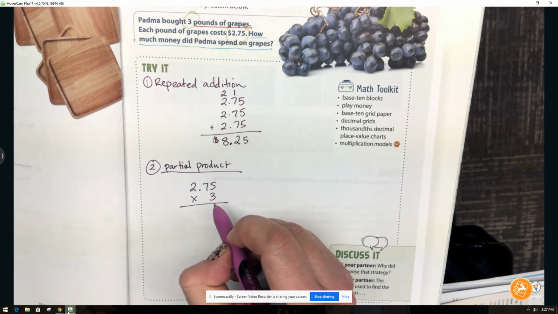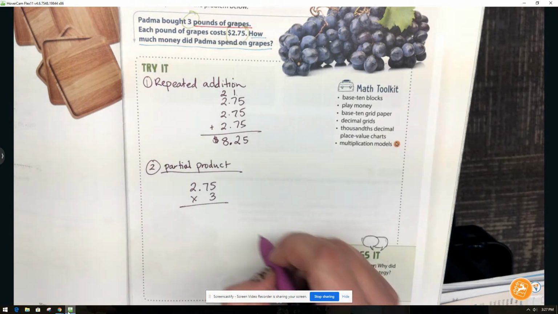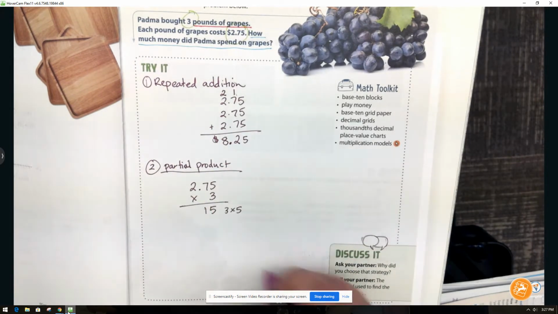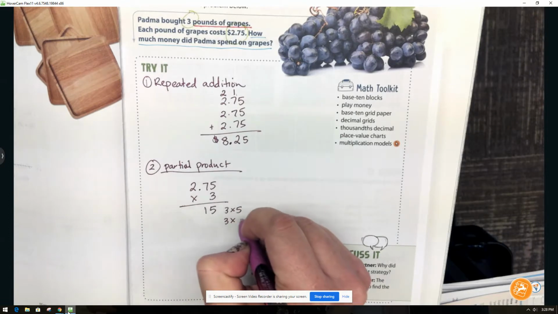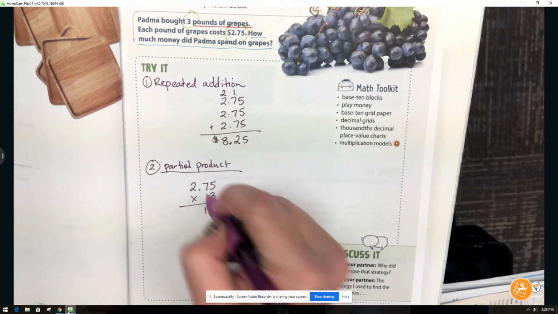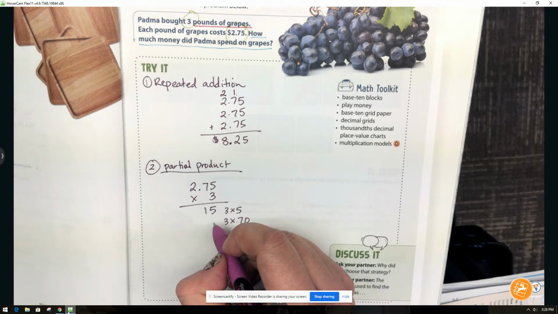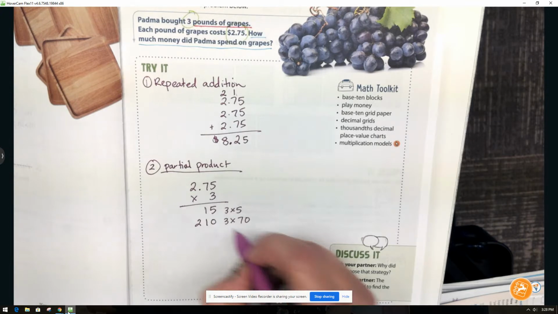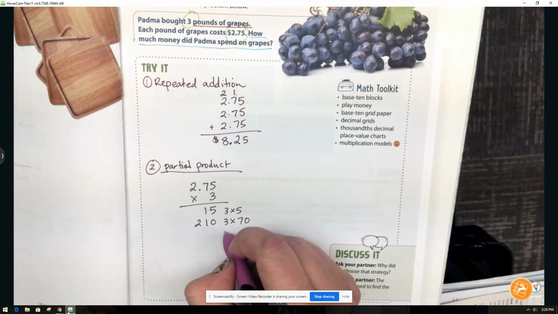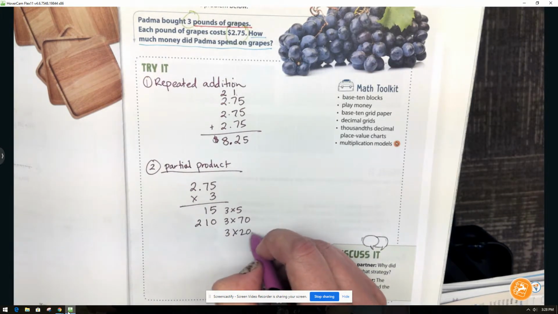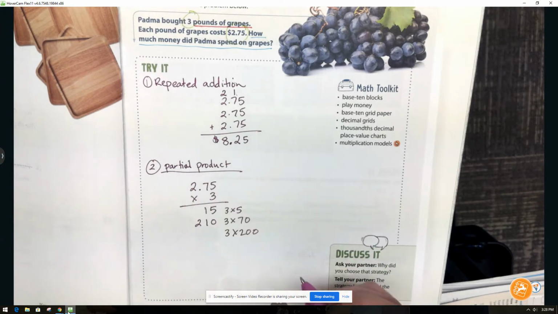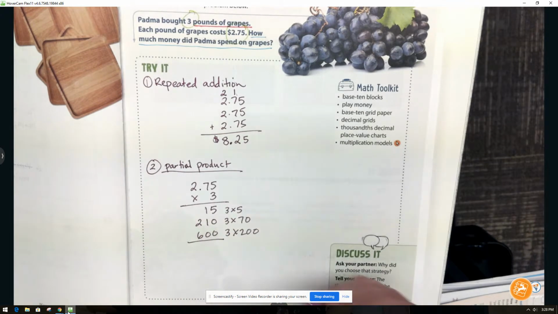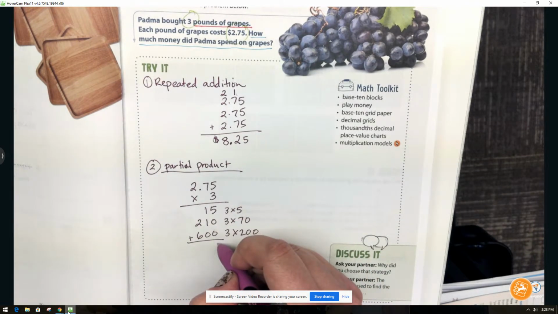Okay, so my first partial product is 3 times 5, which is 15. Then 3 times 70, because I have my 7 there, which is going to give me 210. And then finally, 3 times 200. 3 times 200 equals 600. Then I'm going to add up all of my partial products together.